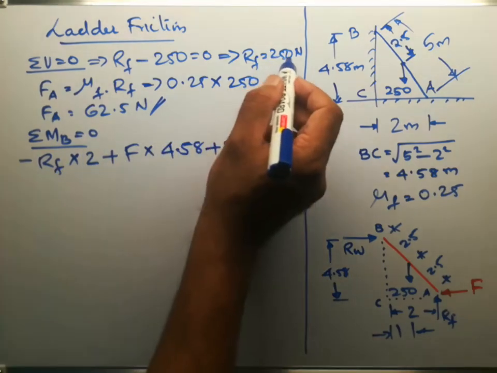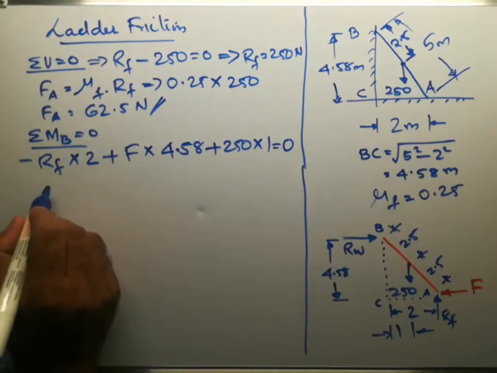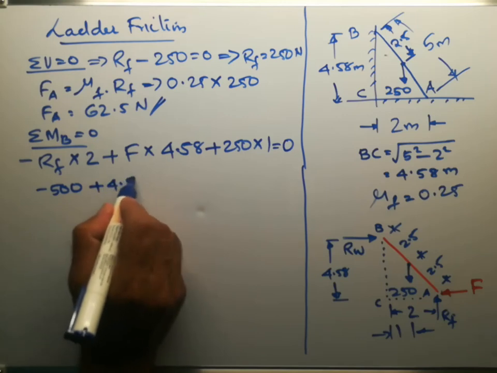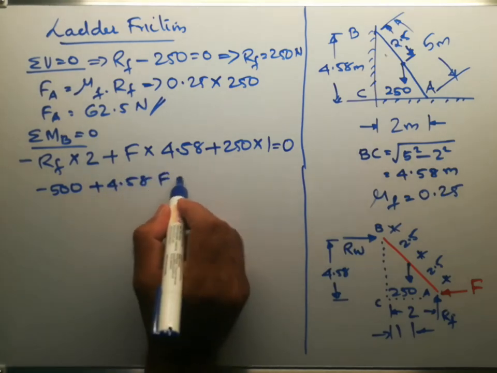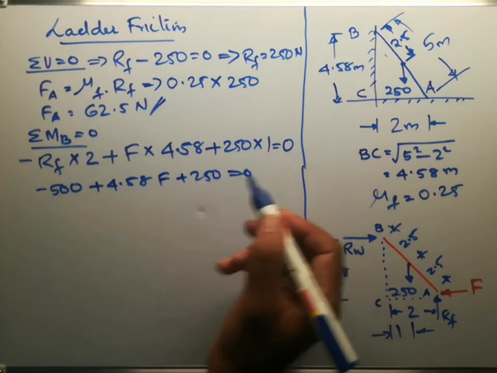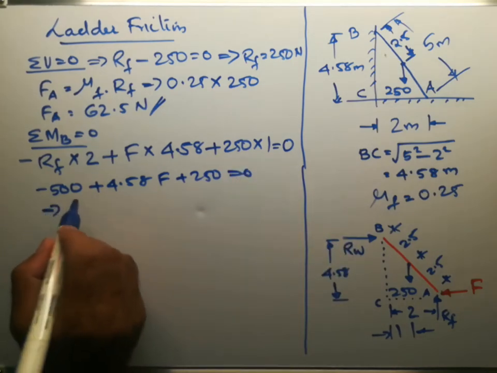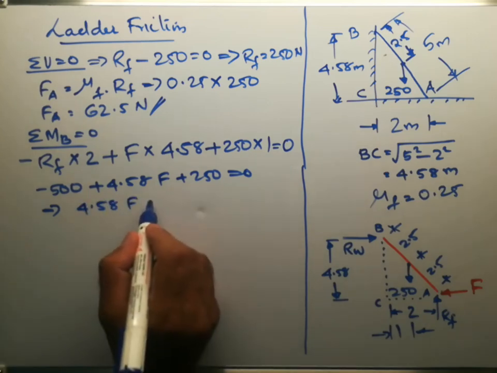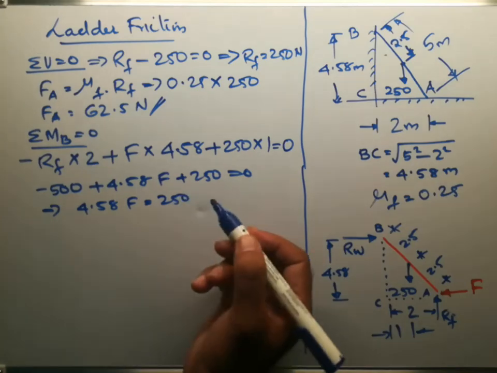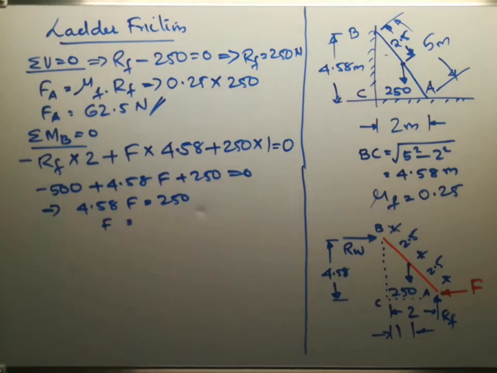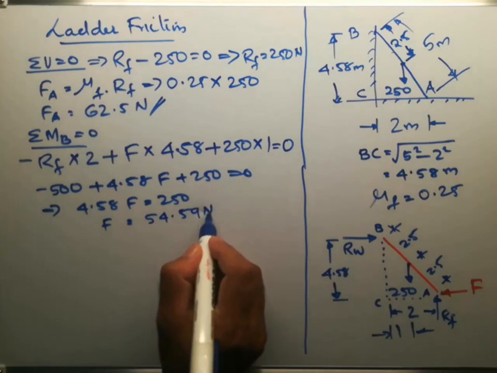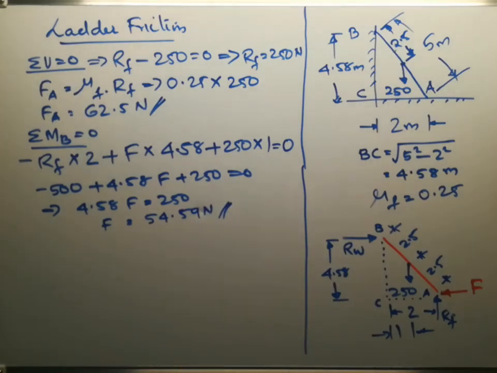RF we have already got as 250. So minus 500 plus 4.58 F plus 250 equal to 0. That gives 4.58 F equal to 250, or F equal to 54.59 Newton. F is 54.59 Newton.